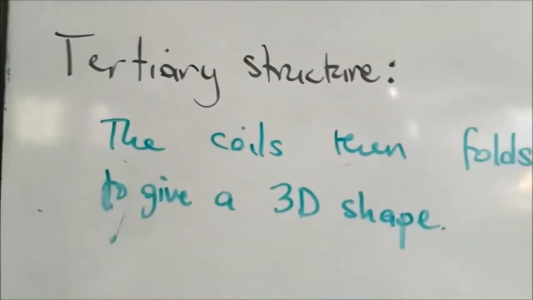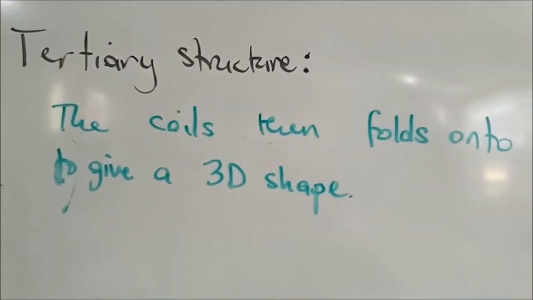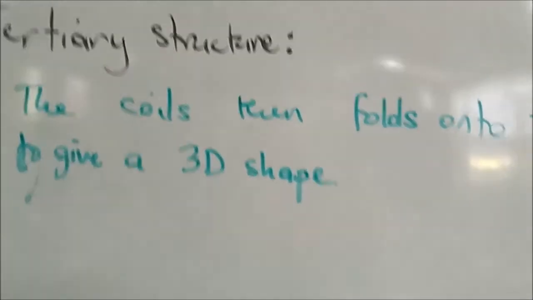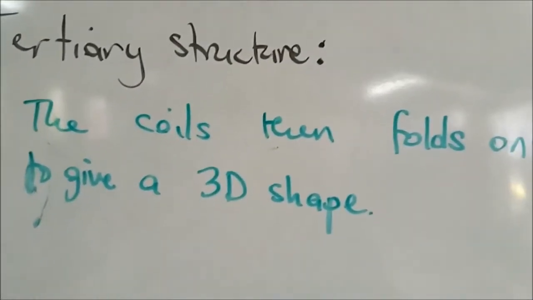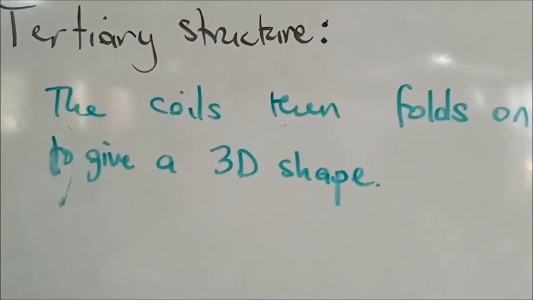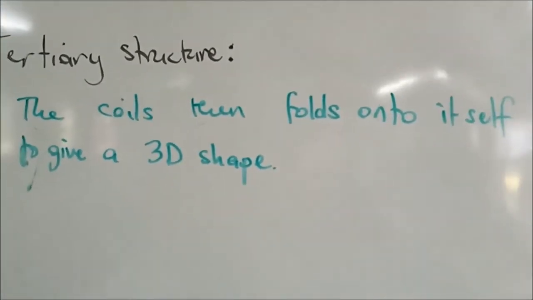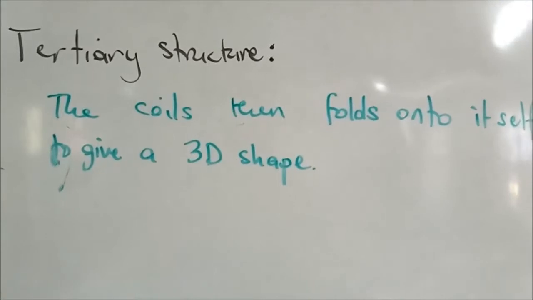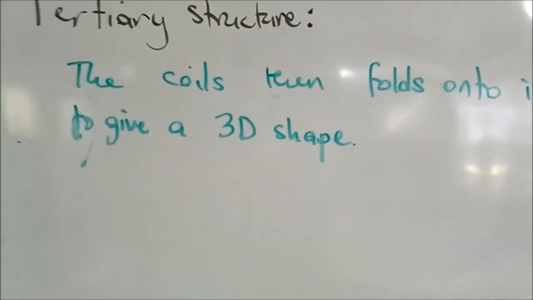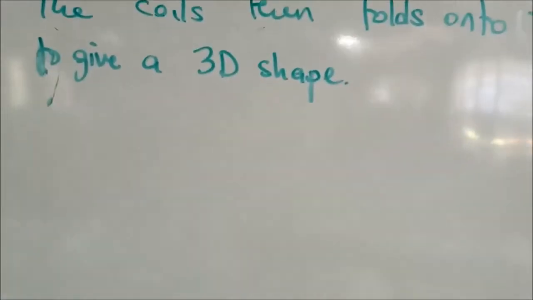So in tertiary structure, what we have is that those coils that we have in the secondary shape, they then start to fold onto themselves, right? So the coils start to fold onto itself to give a 3D shape. I'm going to use a hose to demonstrate that to you.